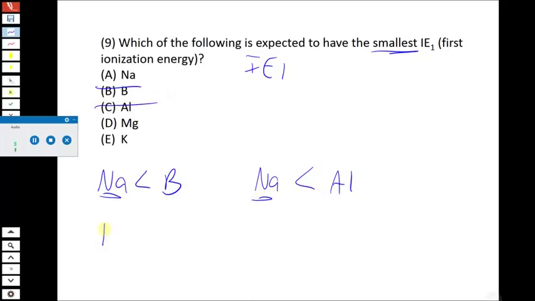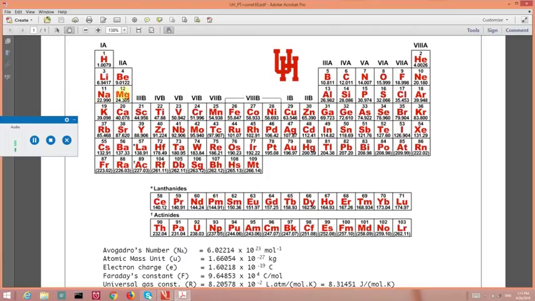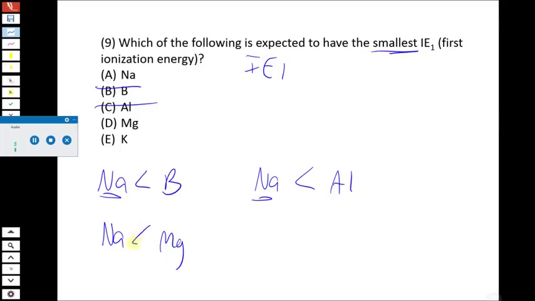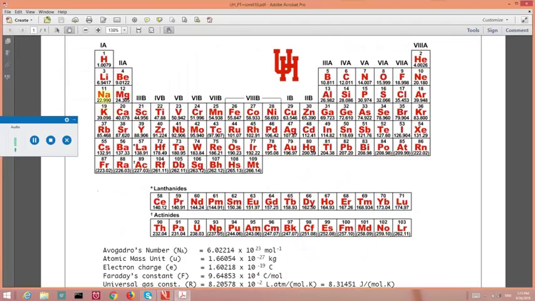Sodium and magnesium is a fairly simple comparison because they're right next to each other. So again, as you go left to right, you increase. We have an especially steep increase for magnesium. So magnesium increases a lot compared to sodium because it's group 2. So that one is a fairly obvious one. So still sodium, we can get rid of magnesium. And then finally, sodium versus potassium. These two are fairly easy to compare as well because they're in the same column of the periodic table. And as we go down a column from the top to the bottom, the ionization energy decreases. So potassium is going to be lower than sodium.